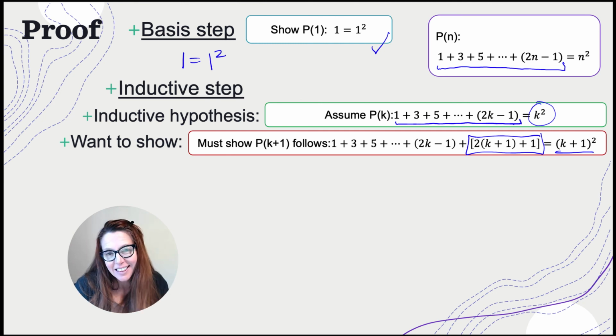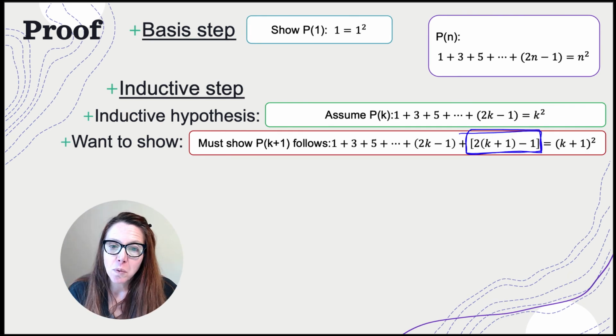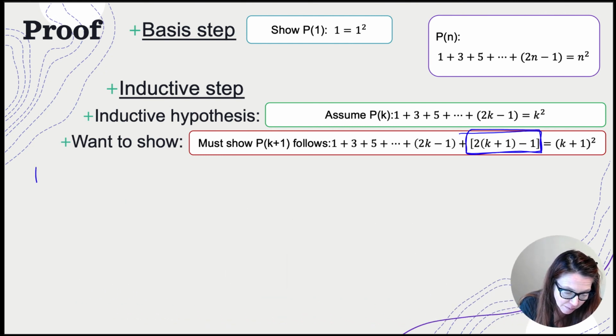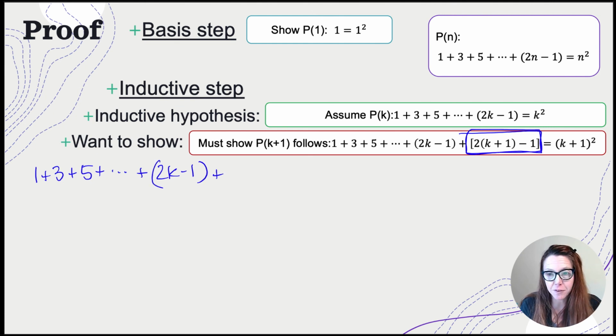I think it's important with sums that we see that generally what we do when we're looking at P(k+1) is we're just getting one extra term. What we want to show then is that this sum, 1 plus 3 plus 5, all the way out past that kth odd number, 2k minus 1, all the way out to the (k+1)th odd number, which is 2 times (k+1) minus 1, or 2k plus 1, is equal to (k+1) all squared.